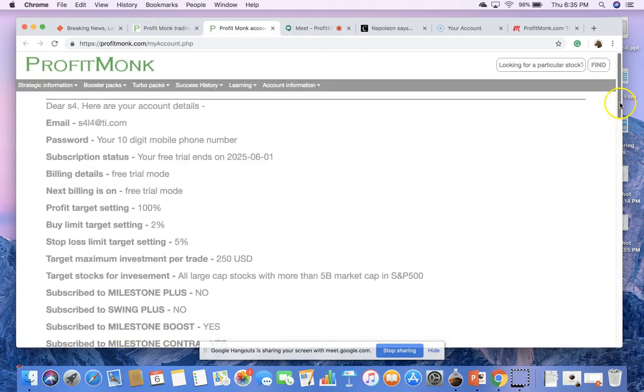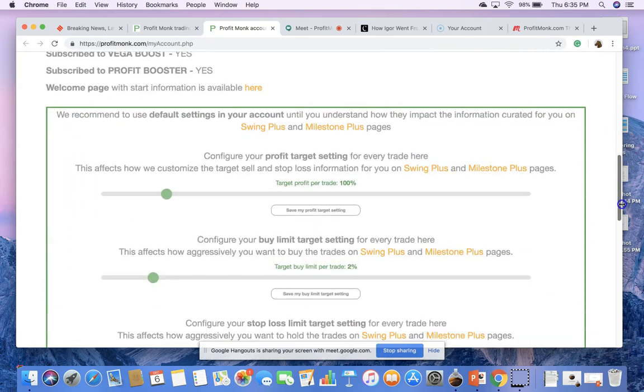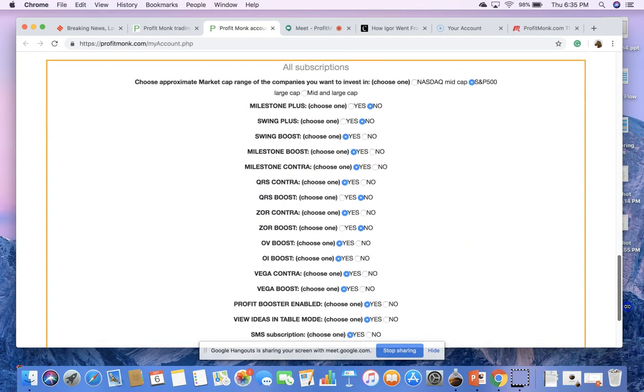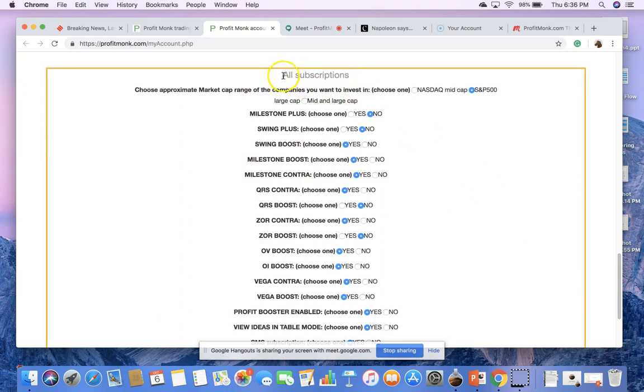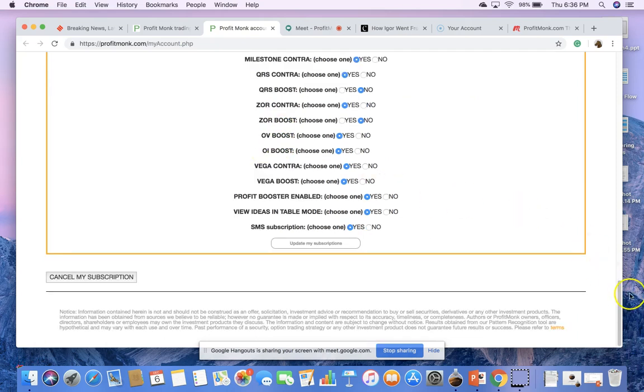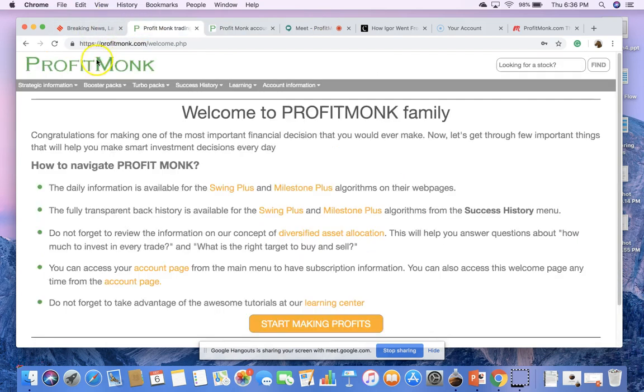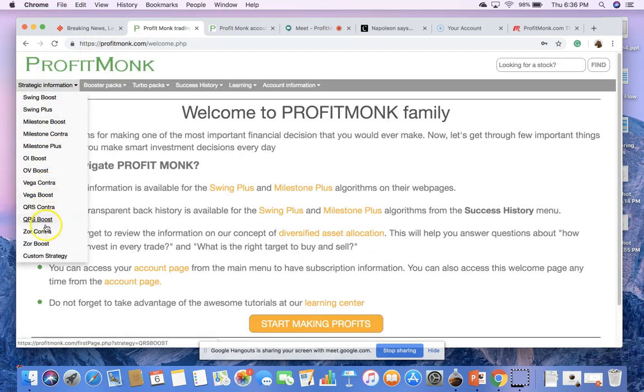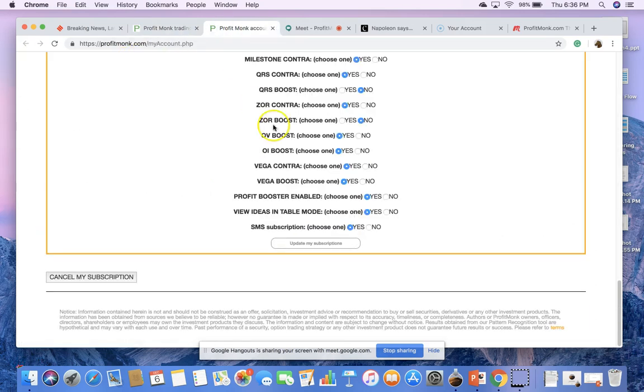and if you go down to this section where you have all subscriptions, in this particular section, you do have all these buttons for each strategy. So milestone plus, swing plus, all the strategies that you actually see in these drop downs back here. So for all of these strategies in the account settings, you do have a yes and no selection button.